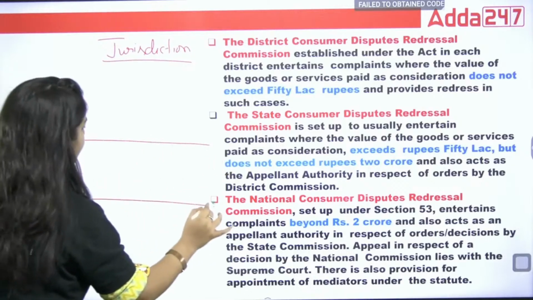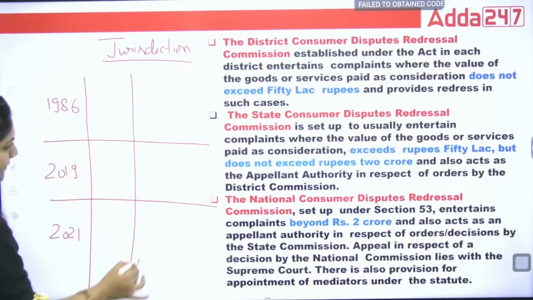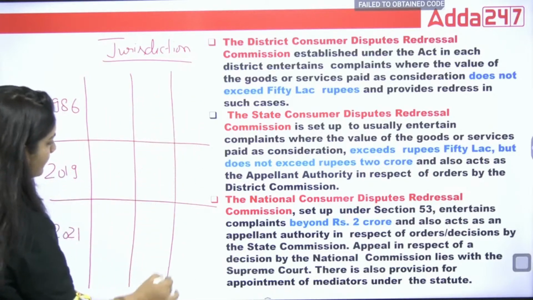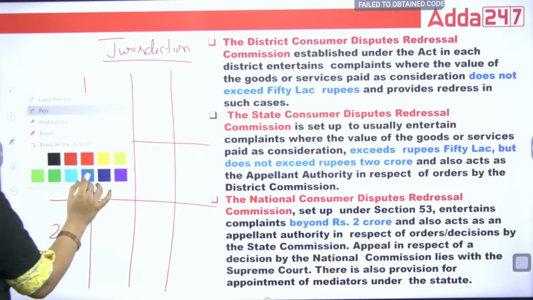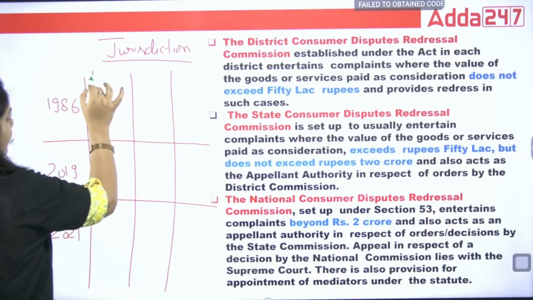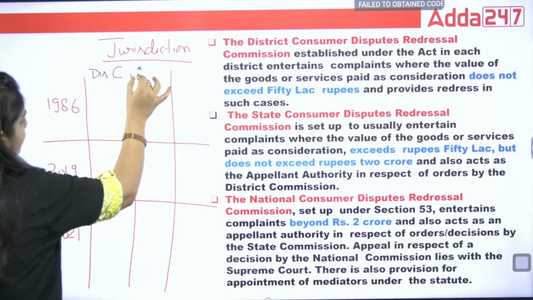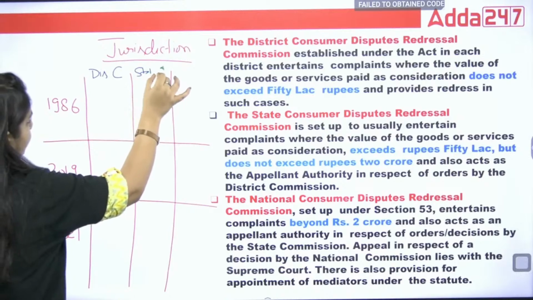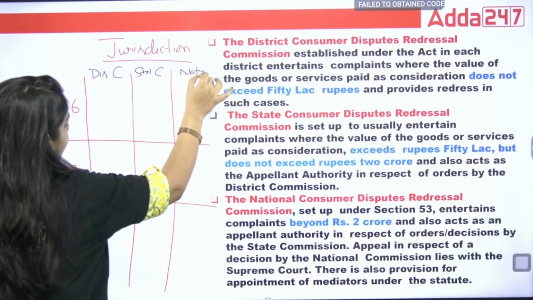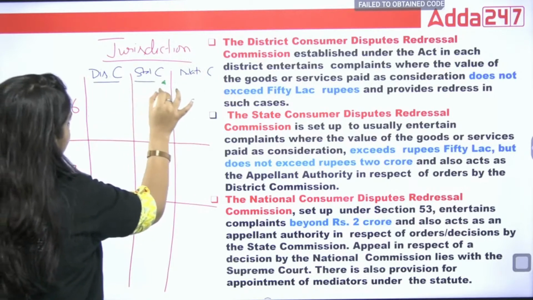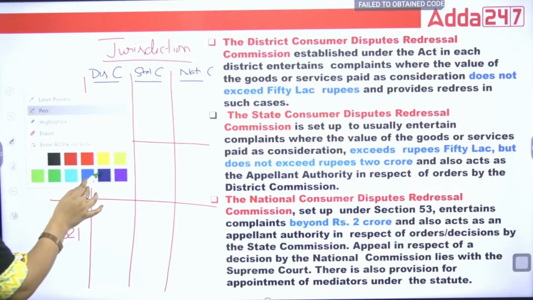So we know that we have three authorities: 1, 2, 3. Okay, we have 3 authorities. So this is your District Commission. This is your State Commission, and this is your National Commission. So there are 3 commissions. So what is the limitation we have to understand?